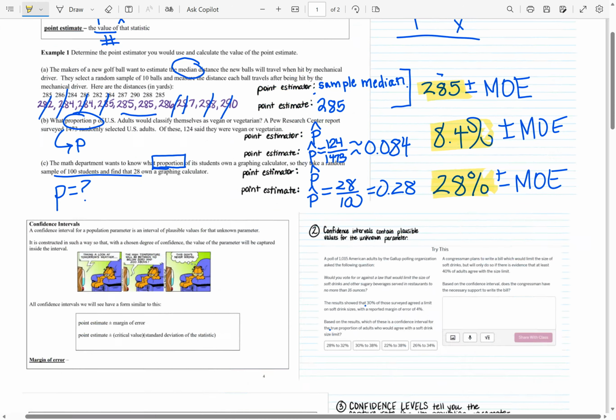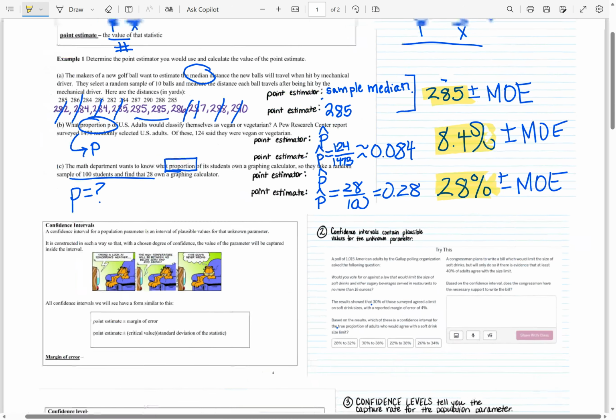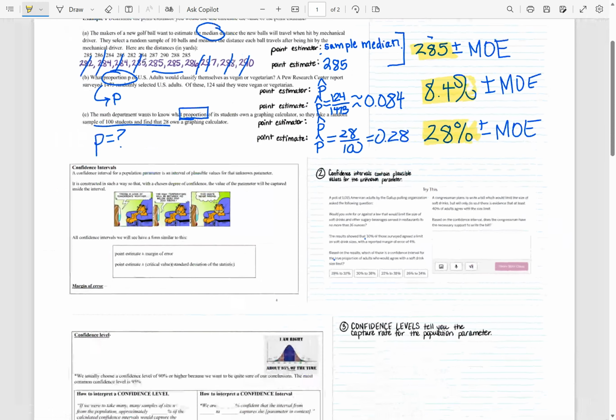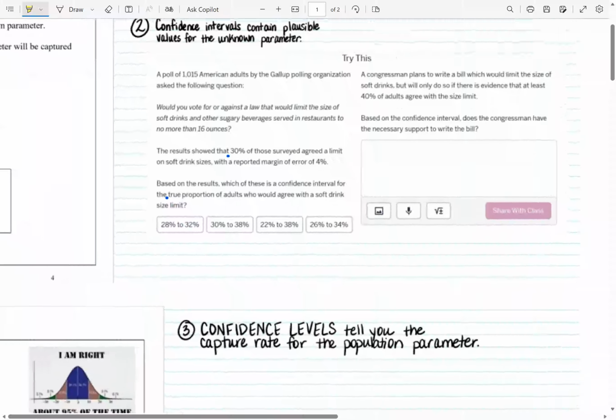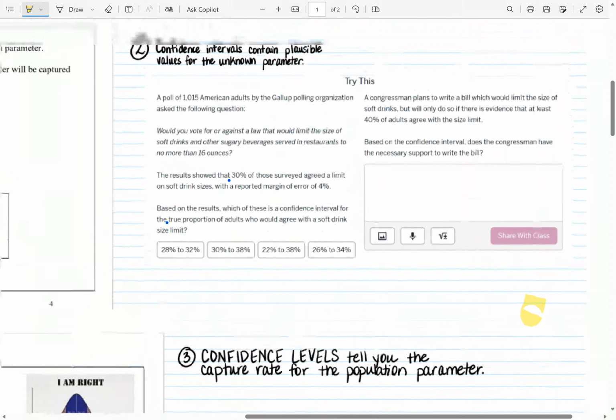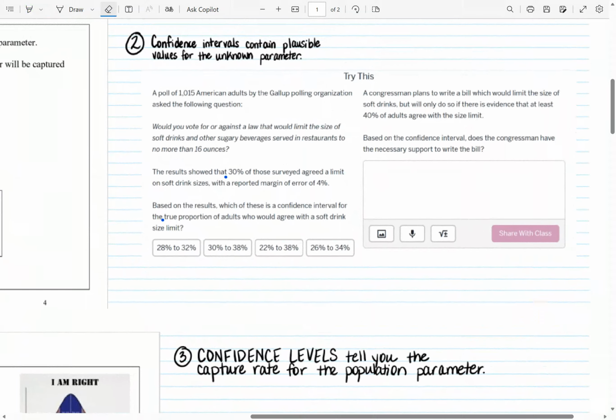Other times, they will give you a problem like this. And we'll come back to number 2 in a minute. So we have a poll. Now if you did the activity, you've already seen this question, so we're going back to it. But if you haven't done the activity, here we go. A poll of 1,015 American adults by the Gallup Polling Organization asked the following question. Would you vote for or against a law that would limit the size of soft drinks and other sugary beverages served in restaurants to no more than 16 ounces?